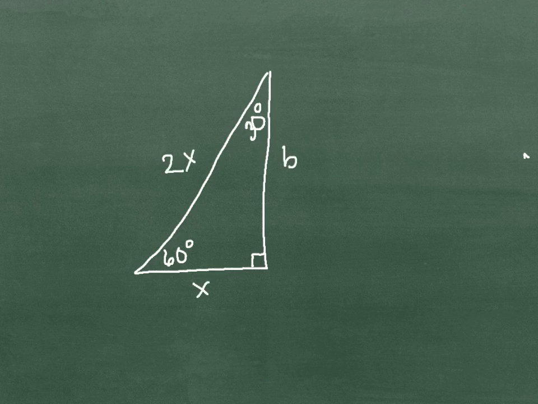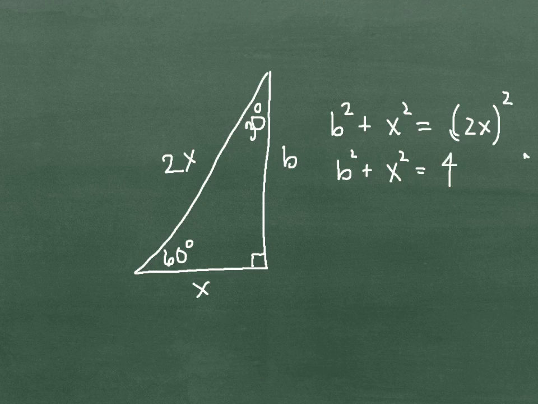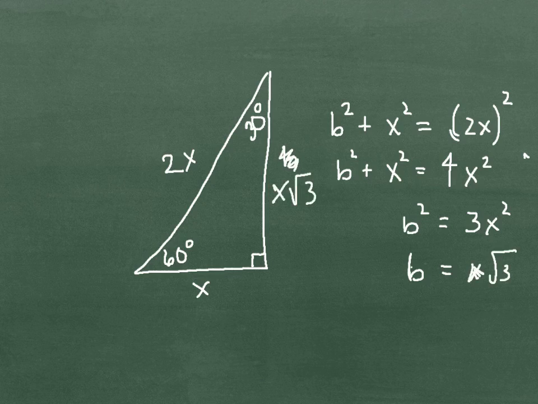If we called this b for the moment and employed a little Pythagorean theorem, we'd have b squared plus x squared is equal to 2x quantity squared. So b squared plus x squared is 4x squared. b squared is 3x squared, and then b is going to be x times root 3, x times root 3. So this side ends up being x root 3.